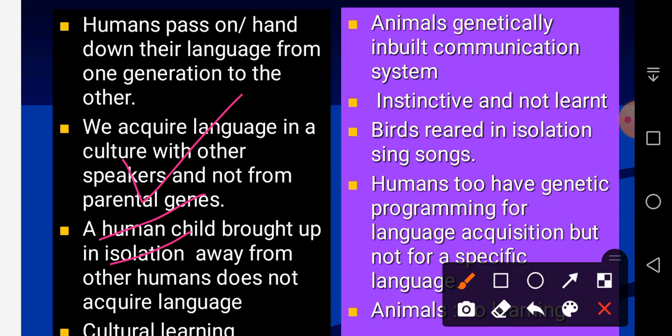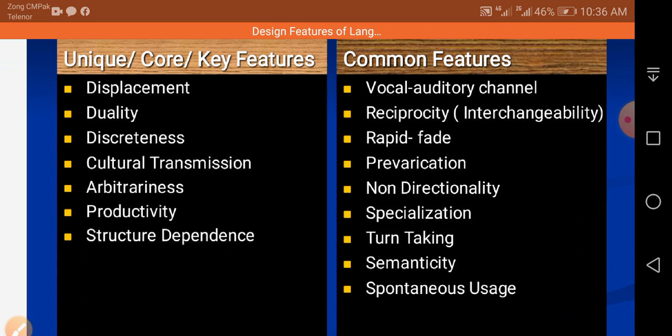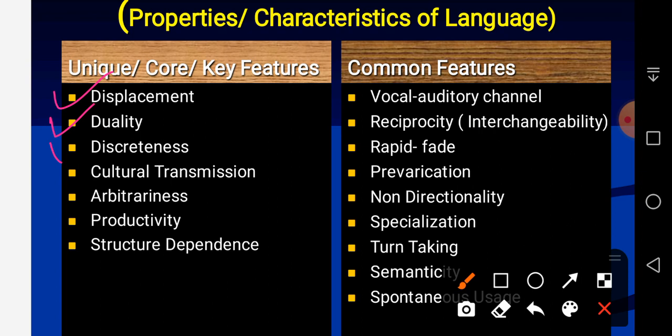So far I have covered only four properties of language. Let me show you. This is a list, as you can see here. I have just covered displacement, duality, discreteness, and cultural transmission. Displacement means that humans are capable of talking about the past and future. We can talk about things which are removed from us. Like, I live in a village, I can talk about things which surround me, located in the immediate environment. But I can also talk about things which are in Karachi or Lahore.